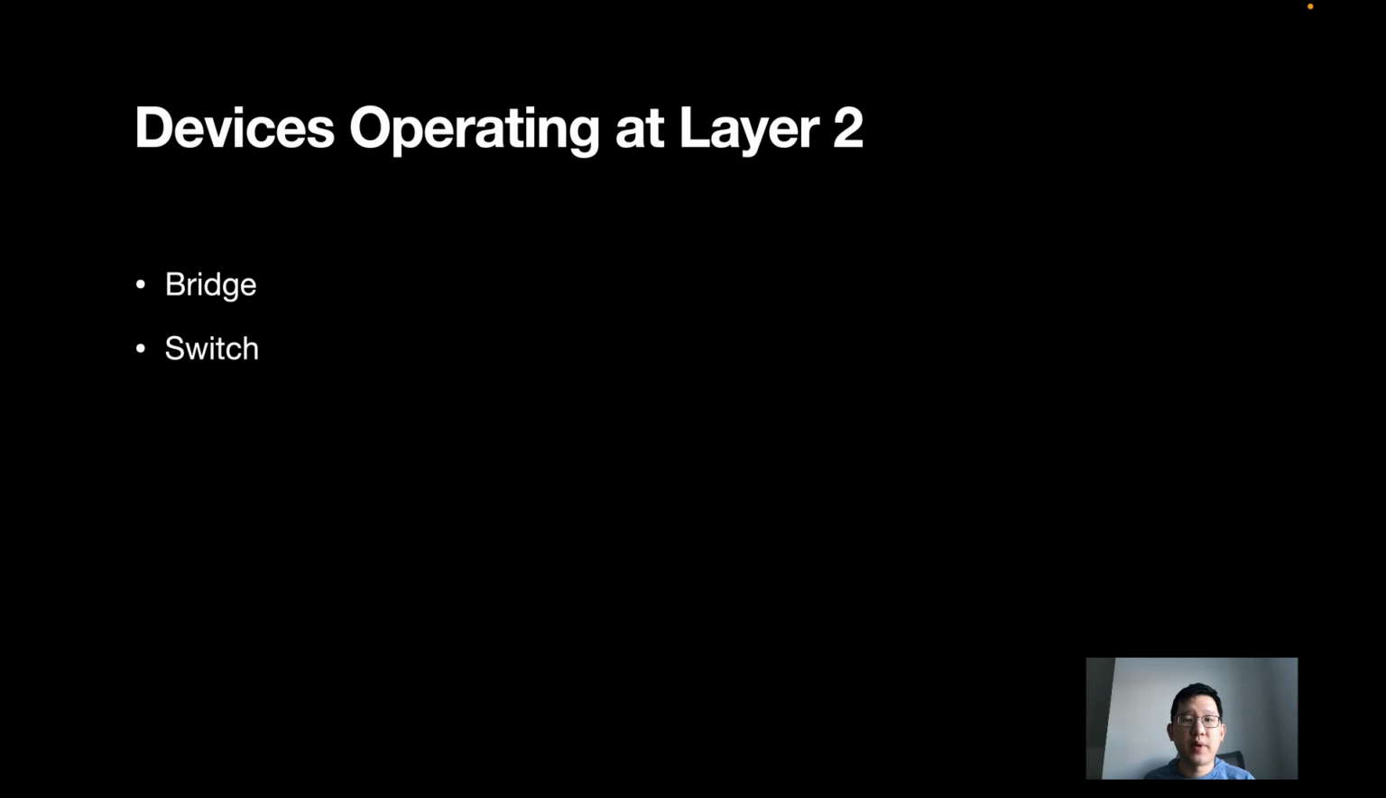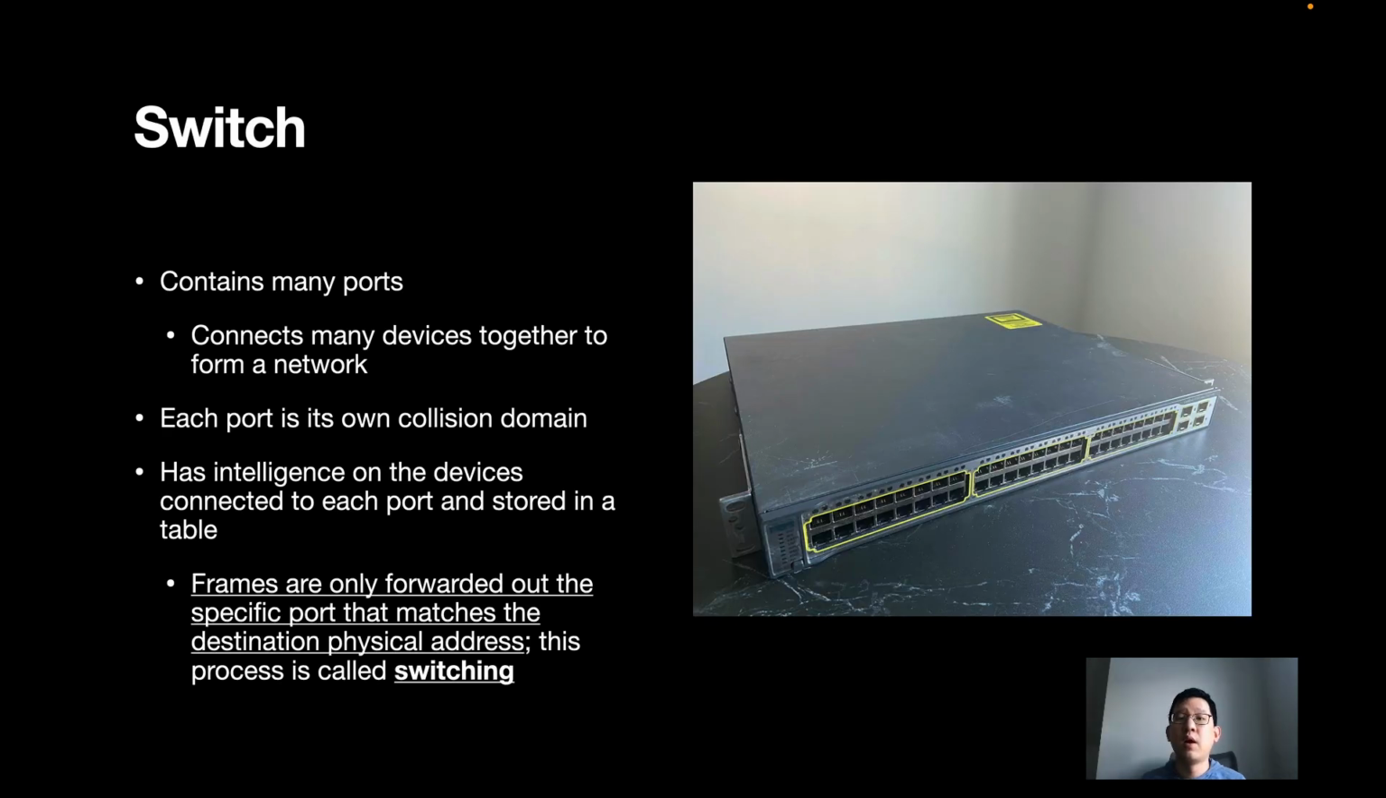There are a few devices that operate at layer 2 besides the network interface card. First is the bridge, and second is the switch. Now here we're only going to talk about a switch because it is basically a superset of the bridge. It has more intelligence, it has more ports, and it has faster performance. Switches contain many ports, and I personally worked with switches with as many as 52 ports per switch, as you can see in the image. Now with these ports, it connects many devices together to form a single network. But a benefit of a switch is that each port has been isolated to its own collision domain because the media is not shared. So you can avoid dealing with collisions.